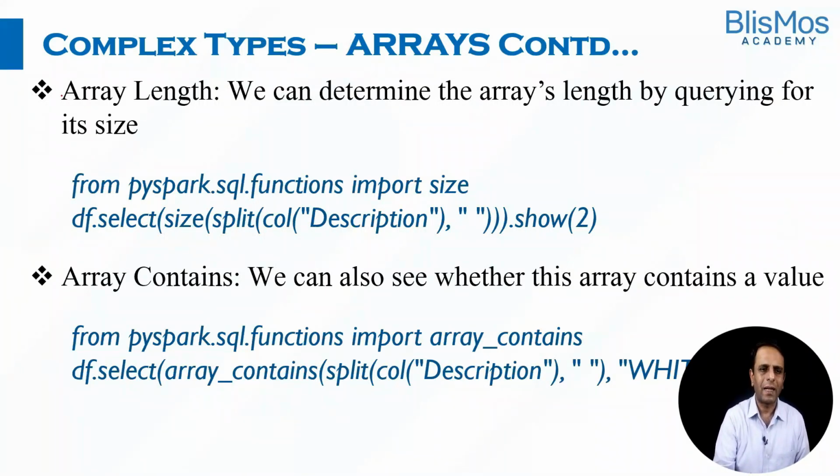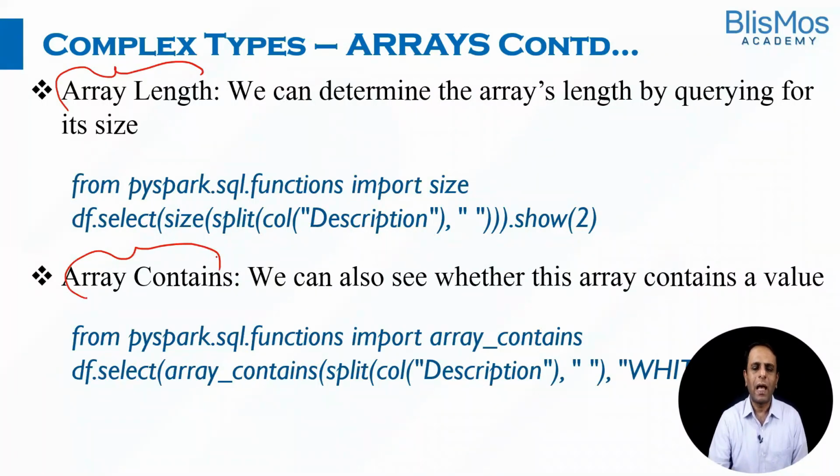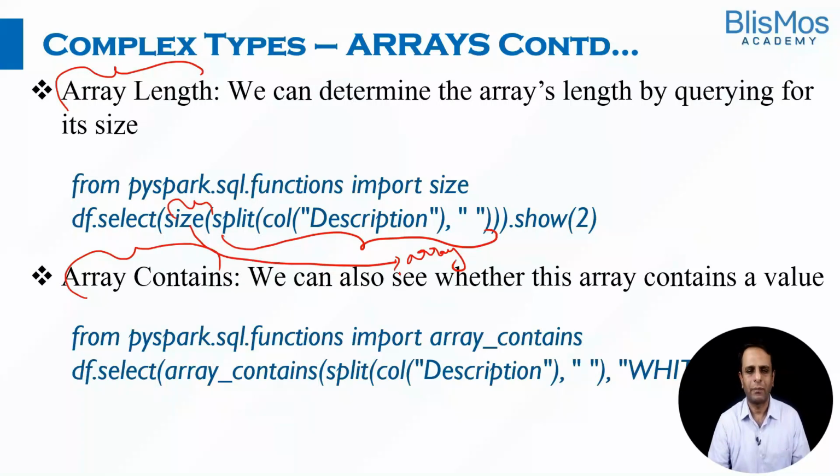One is array length and array contents. What is array length doing? It gives the number of elements in that particular array. So now how do we find that? By using a size function. By using a size function, we can get the size, or how many elements are there in that particular array.